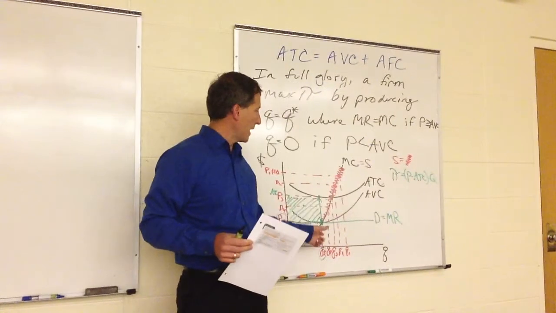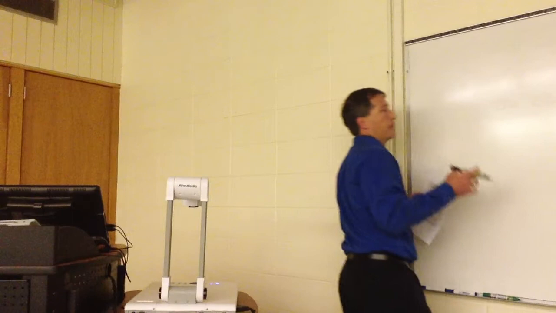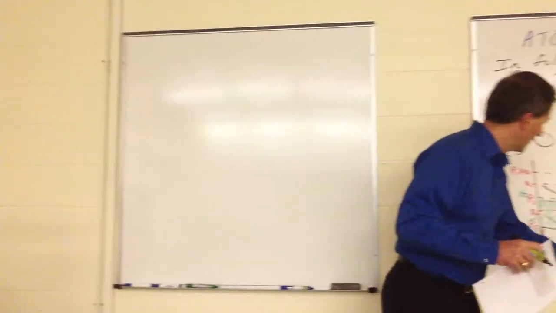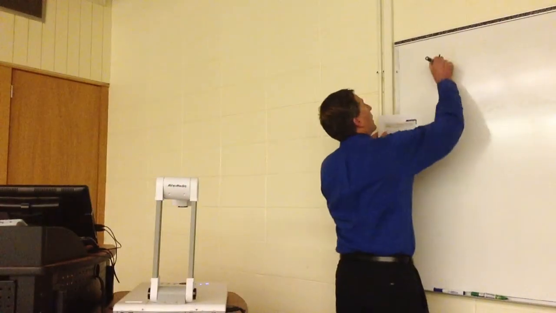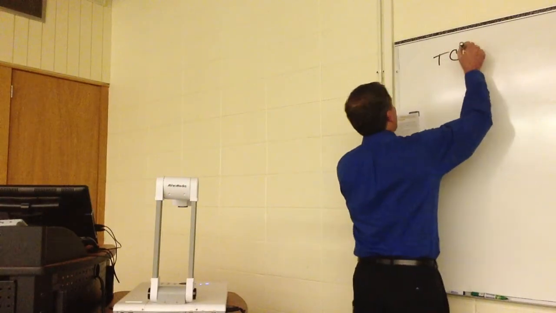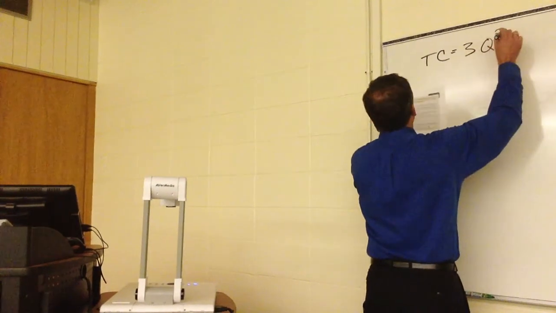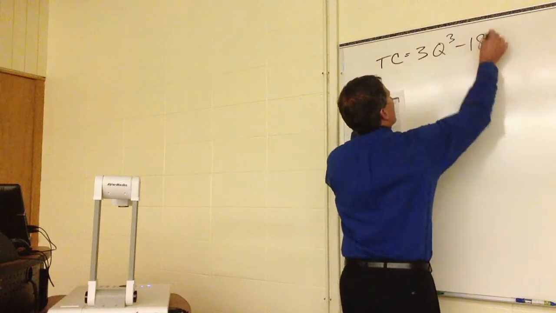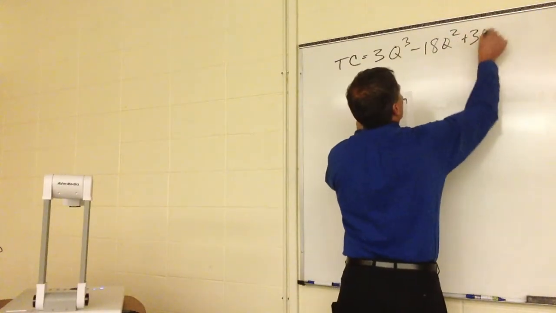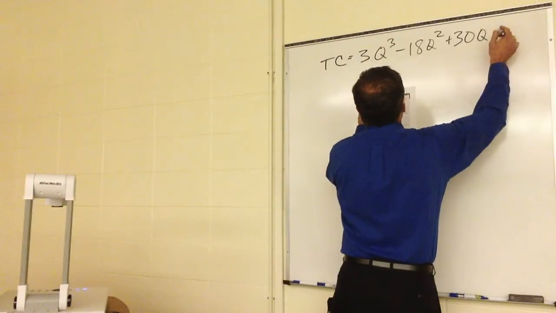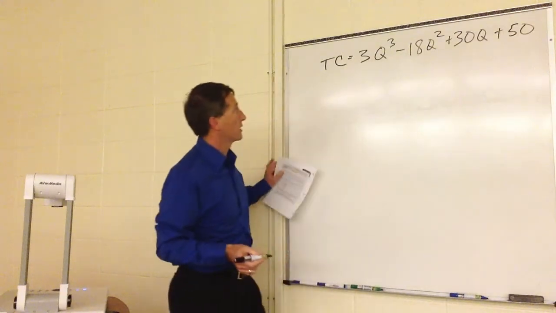You're on the right track, but we want to modify it before we move forward. We need to really follow what's going on graphically here. So we've got total cost. I'm just rewriting what the total cost function is. So rewrite this on your papers. We got Q cubed minus 18Q squared plus 30Q plus 50. That's the total cost function.